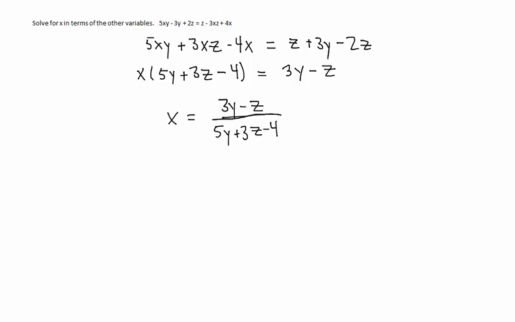So whenever you have an equation with multiple variables in it, the process is going to be to move all the terms that have the variable you're trying to solve for to one side of the equation, everything else to the other, and then factor out the variable you're trying to solve for.